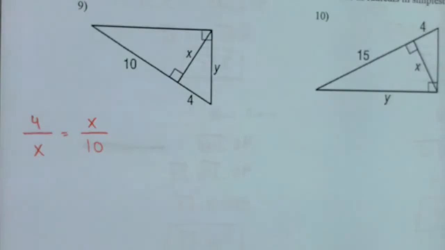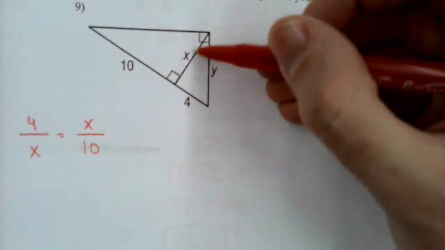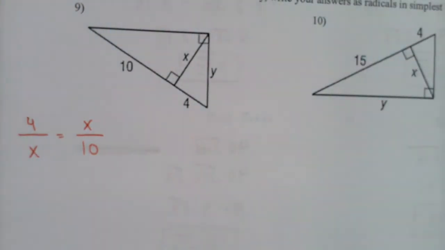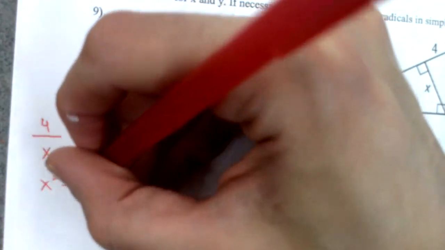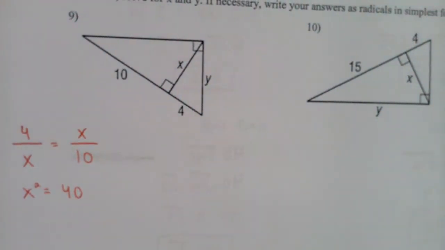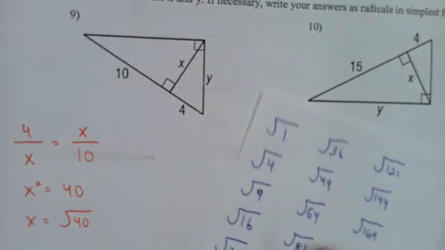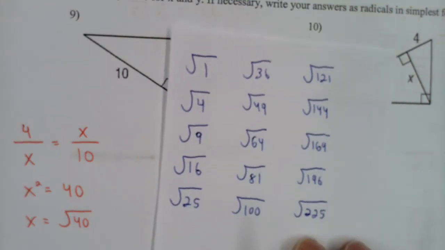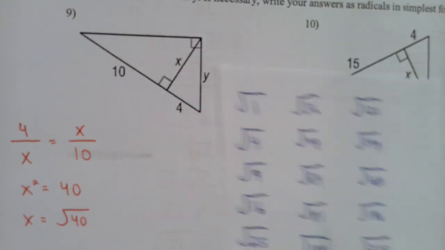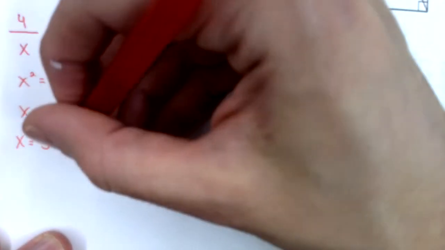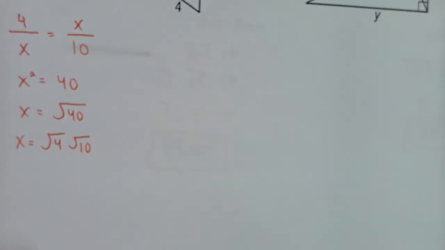In general, most of the class did not have problems with problems like this. We had to solve for the altitude. It's getting the leg that's harder on these problems. Okay, so cross multiply: x squared equals 40. It asked you for your answers as radicals, so x equals the square root of 40. You're going to simplify that from your list of perfect square numbers. You're going to use square root of 4 times square root of 10, and then x equals 2 square root of 10.